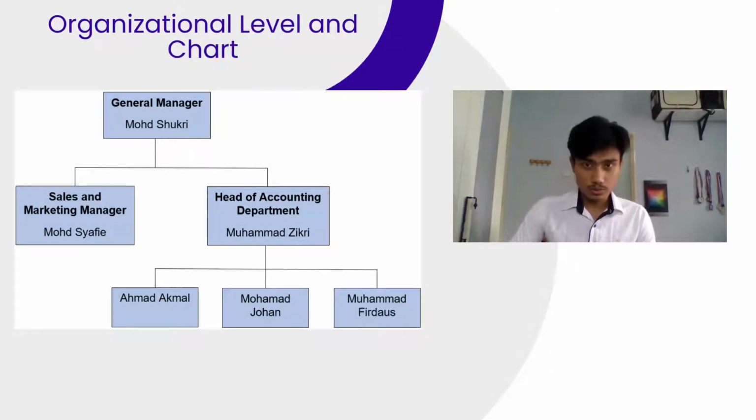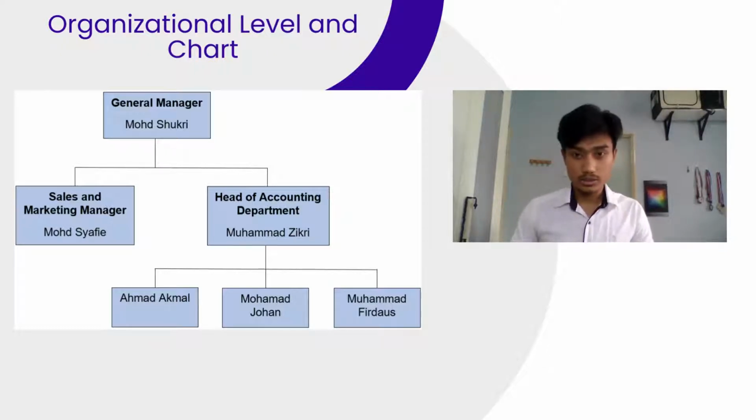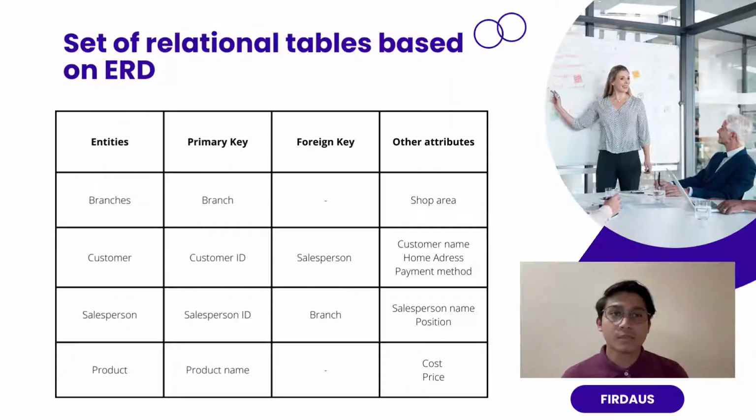Okay, so we move to the second slide. This is our organizational chart. We have Mohamad Shukri as our general manager, Muhammad Shafi as sales and marketing manager, Muhammad ZIKRI as head of the accounting department, and AKMAL, Muhammad Johan and Muhammad FIRDAUS as persons working in the accounting department.